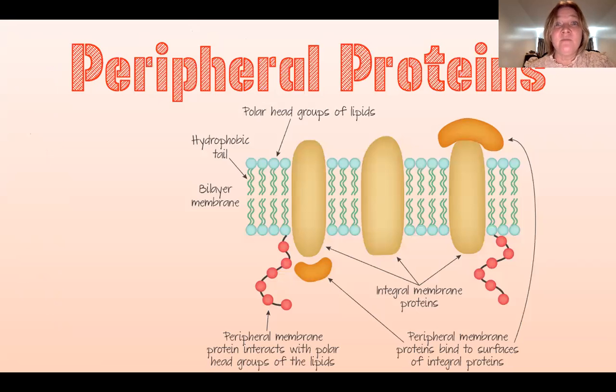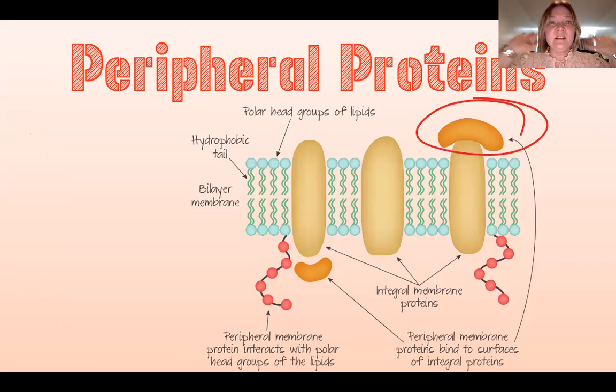Okay, the other kind of membrane protein is called a peripheral protein. Now, peripheral means on the side. So if you want to test your peripheral vision, you stare straight ahead and you take your fingers and move them to the sides like that. The point at which you can no longer see your fingers, even when you're looking straight ahead, is the limit of your peripheral vision.